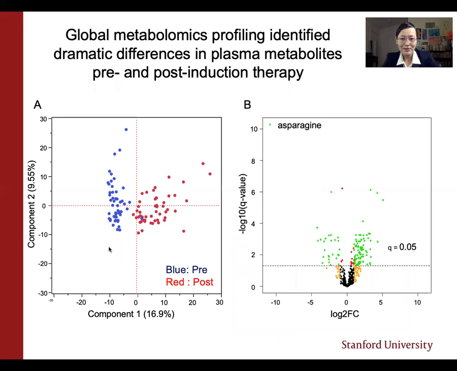For the global metabolomics platform, the PCA plot demonstrates a high degree of separation between pre and post induction. The volcano plot shows 30% out of 422 biochemicals were significantly changed. Pathway analysis revealed that lipid pathways were altered.